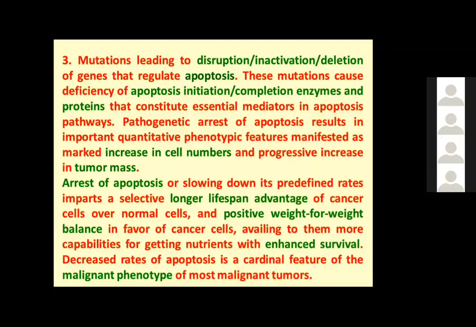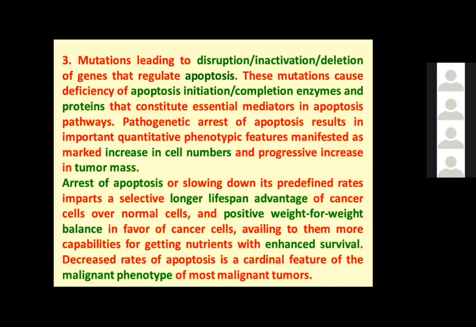This arrest of apoptosis, or slowing down its predefined rates, imparts a selective longer lifespan advantage to cancer cells. So normal cells begin to go through apoptosis after a specific number of cell divisions, but cancer cells can reach this fate after many folds increase compared to the normal cell rate.